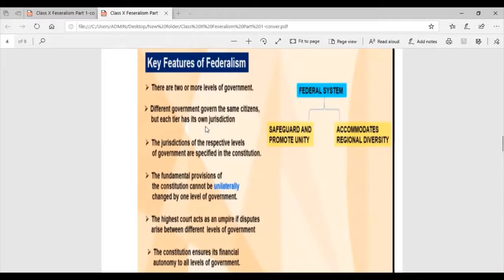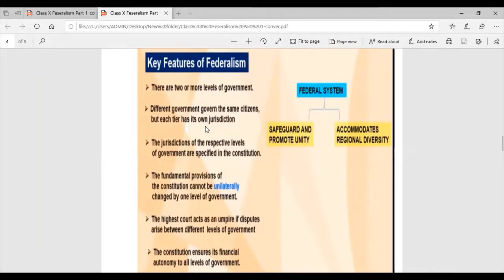So for certain subjects, as we belong to India, we are governed by the union government. At the same time, the place we are living is a part of a state. As I said, Bangalore is a part of Karnataka. So for certain subjects, we are governed by the state government.